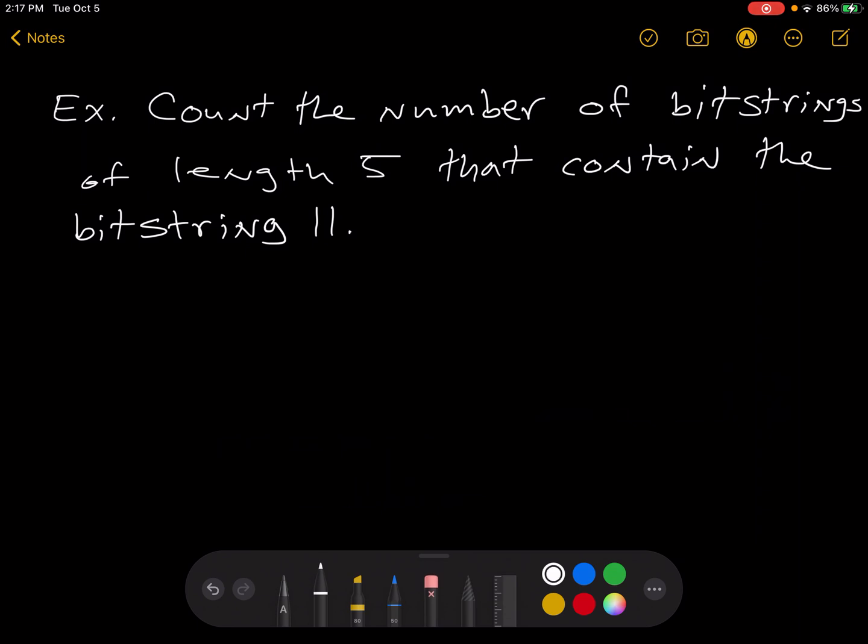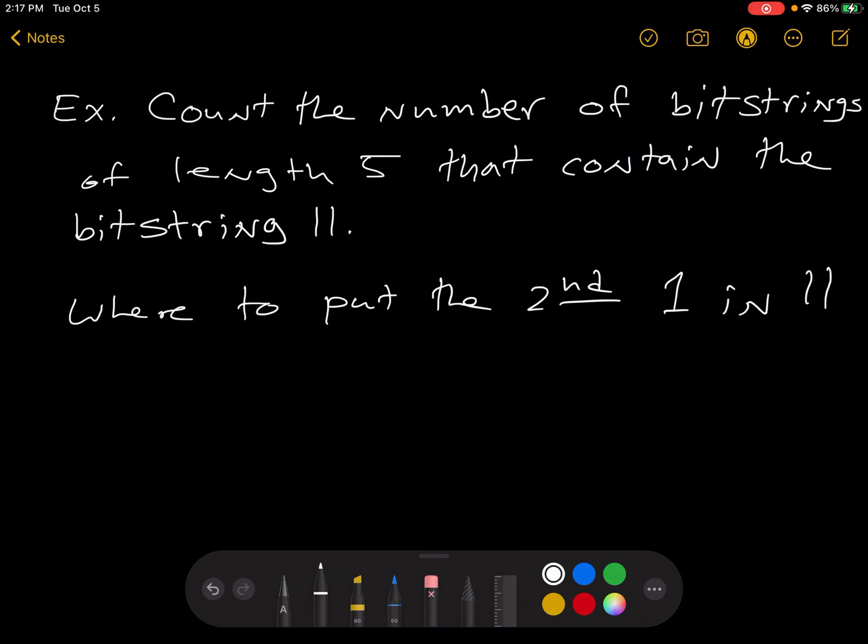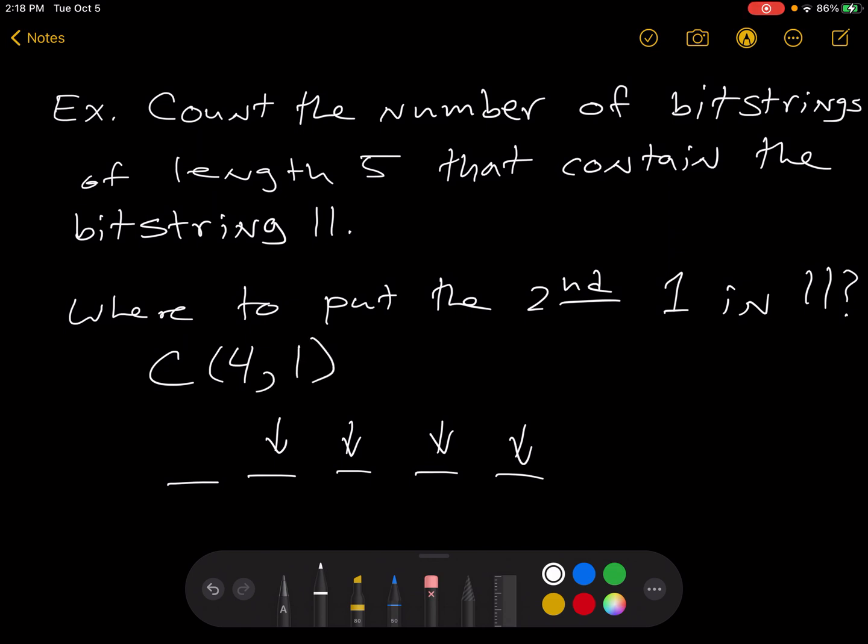So we have where to put the second 1 in 1, 1. Well, we have 4 choices. 1, 2, 3, 4, 5. We could either go there, there, there, or there. So 4 choices. Choose one.